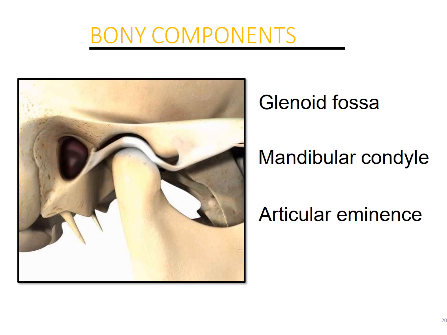Now, the anatomical components. The TMJ consists of two bones, the temporal bone and the condylar process of the mandible. The part of the joint in the temporal bone is known as the glenoid fossa or the mandibular fossa, which is the upper portion of the joint, and the lower portion of the joint is the head of the mandibular condyle. Here we have something called the articular eminence, which prevents the anterior sliding of the joint. This is the end point. Beyond this, a normal TMJ cannot translate.